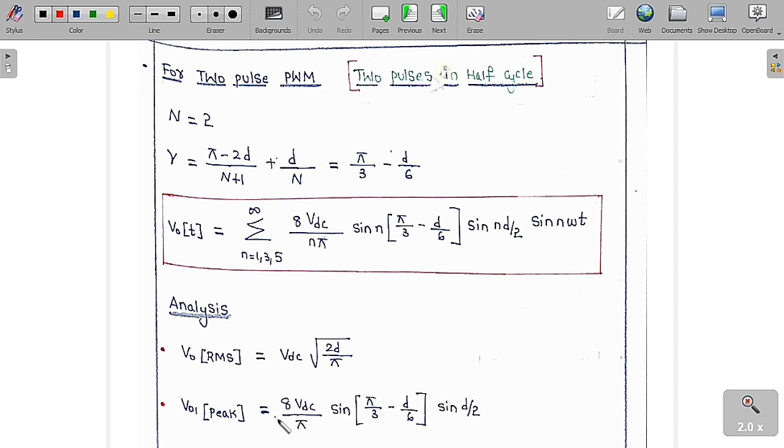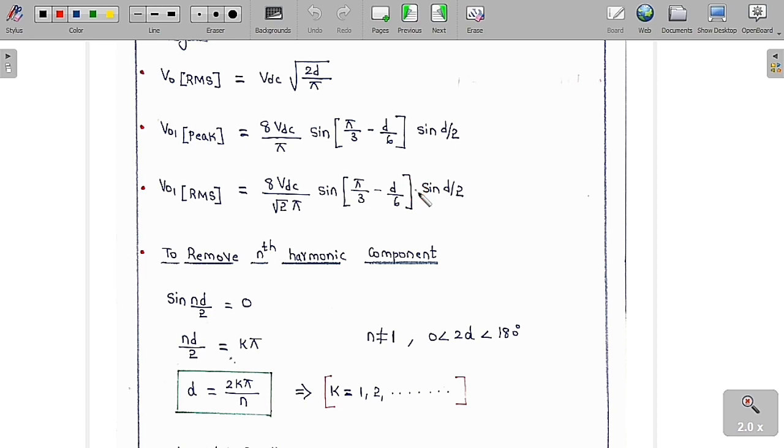And if I want to find the peak value of the fundamental output voltage, if you substitute m equal to 1, we are going to get 8 VDC by pi into sin(pi by 3 minus d by 6) into sin(d by 2). So if you substitute n equal to 1, we get the peak value of the output voltage. Now if you want to find the RMS value of the fundamental output voltage, it is the peak value by root 2, so this is the value we are going to get.